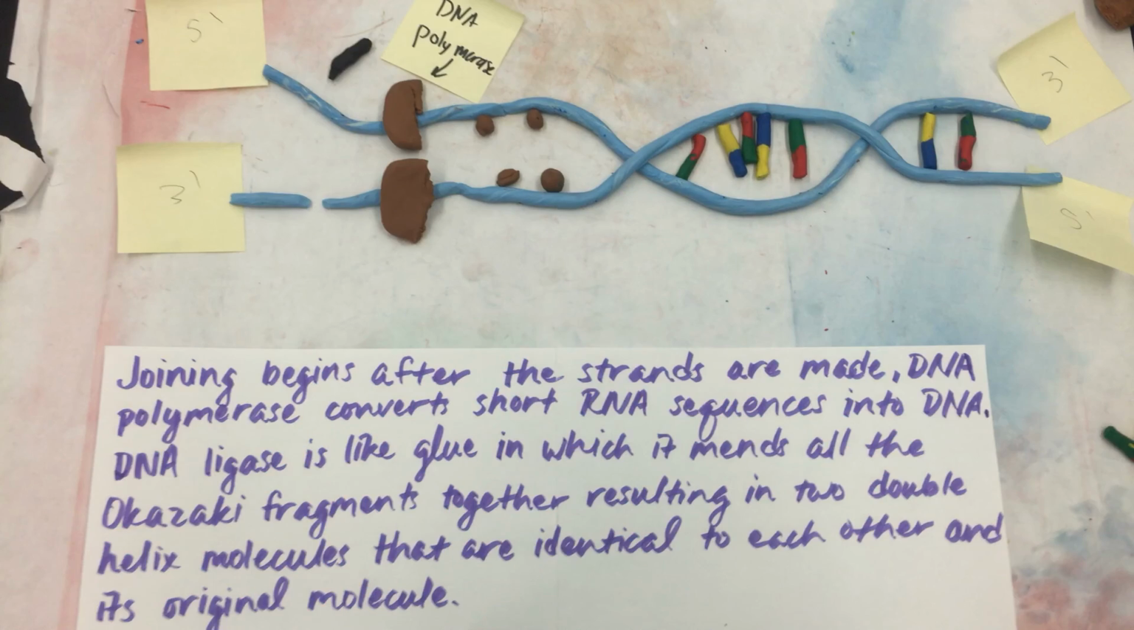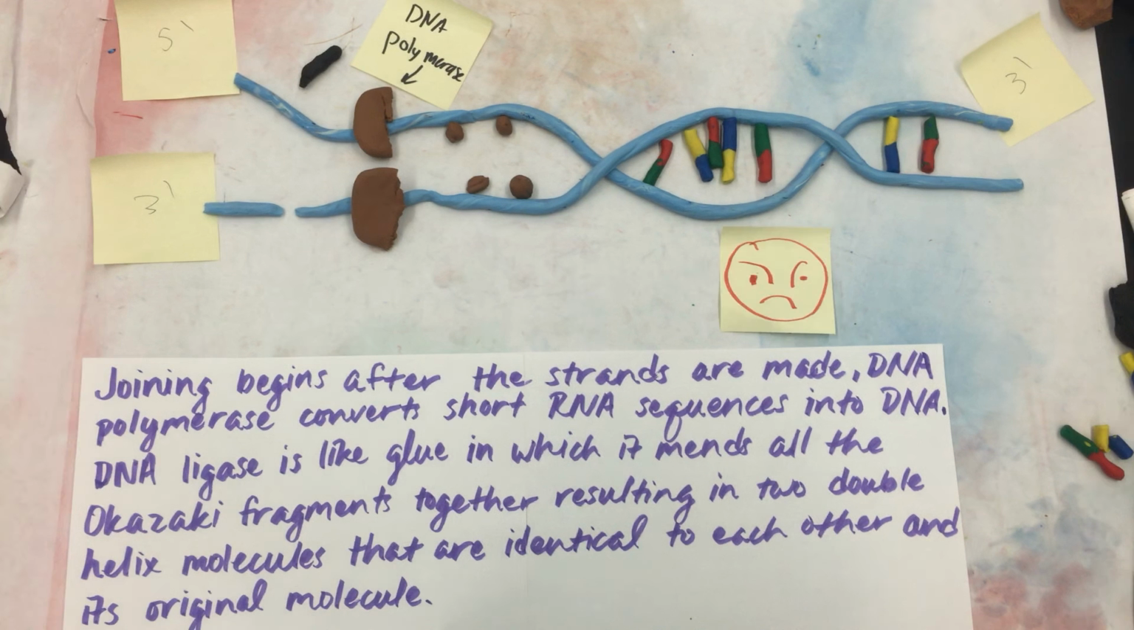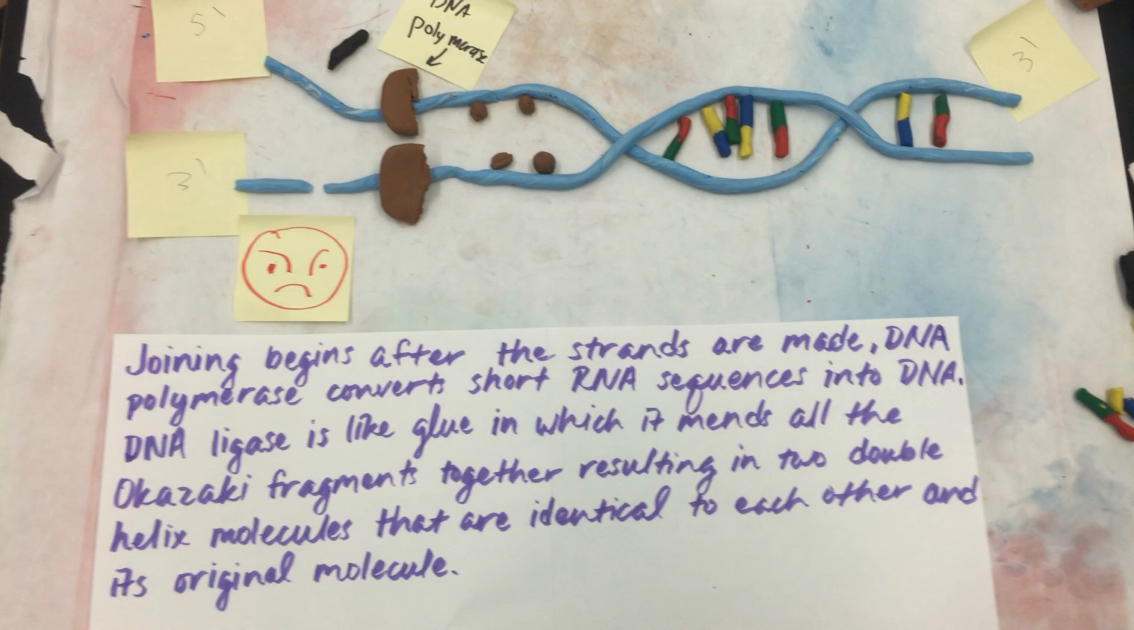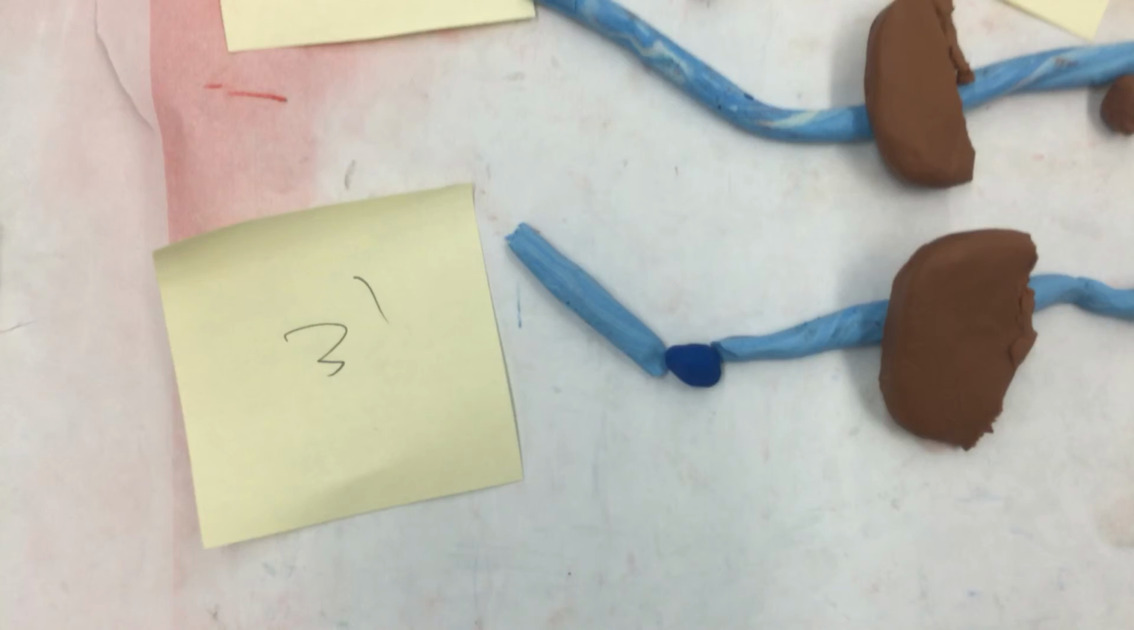Joining begins after the strands are made. DNA polymerase converts short RNA sequences into DNA. DNA ligase is like glue, in which it mends all the Okazaki fragments together, resulting in two double helix molecules that are identical to each other and to the original molecule.